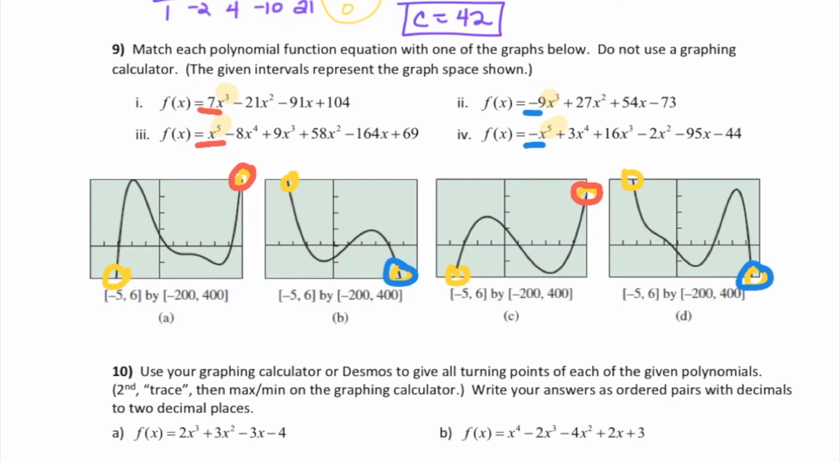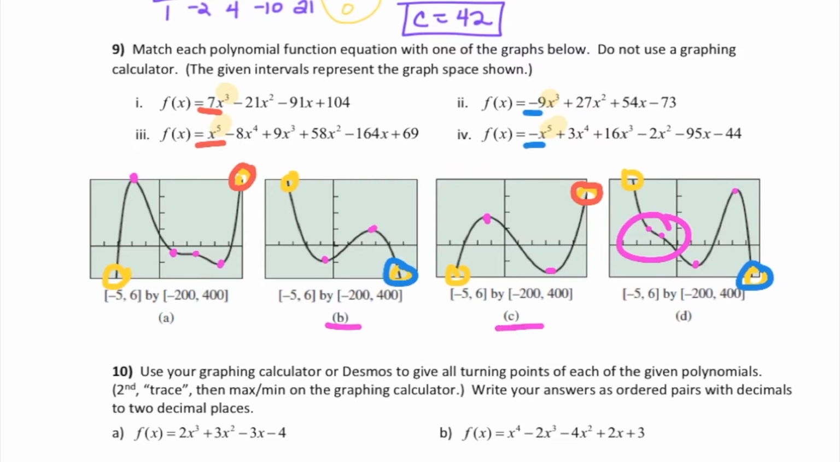And the next thing that I can look at is the number of turning points. And so if you see here, letter A has 1, 2, 3, 4 turning points. Letter B has 2 turning points. Letter C has 2 turning points. And letter D has kind of 1, 2, 3, 4 turning points. It has more than 2, that's for sure, because of that little doohickey in there.